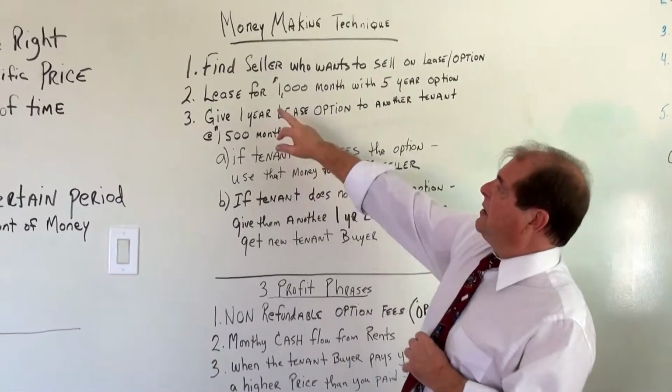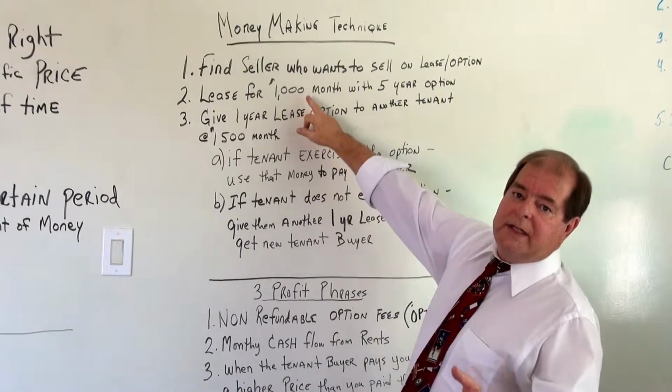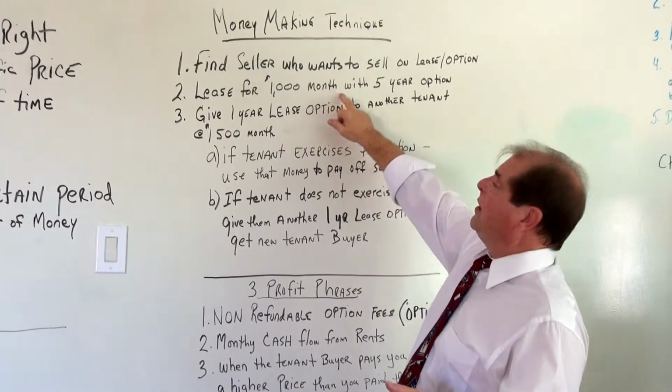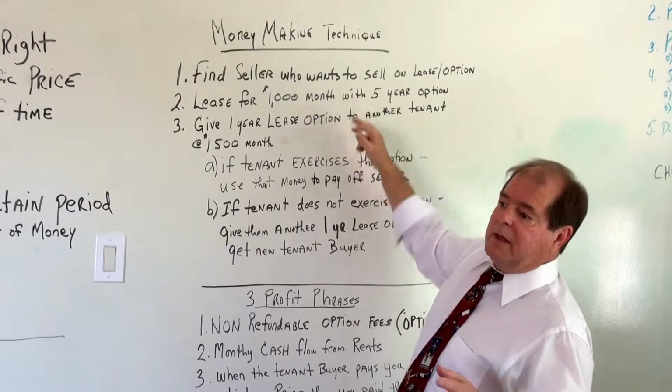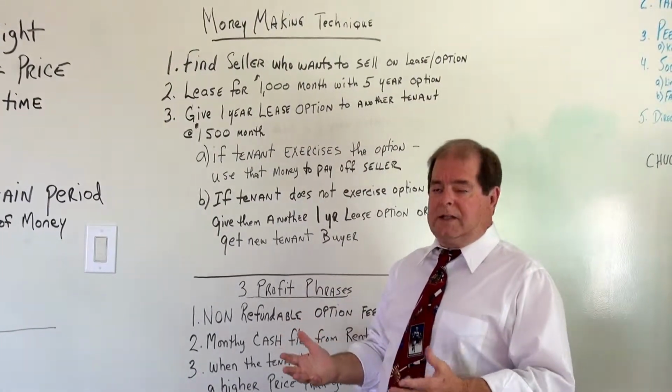Okay, the second thing you want to do when you find the seller is you want to lease from him, let's use an example of $1,000 a month. We're going to get a 5-year option. What does that mean? We're going to pay $1,000 a month for up to 5 years, 60 months.